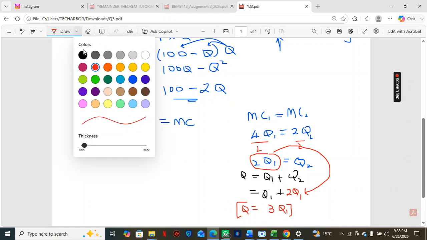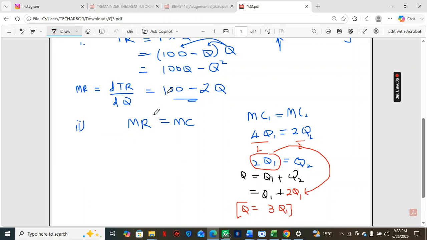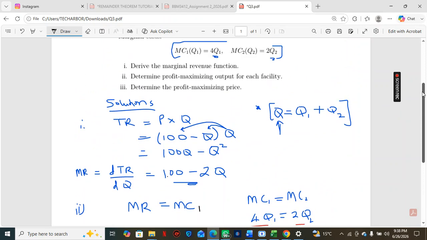Okay, so we come back to our expression here. Marginal revenue equals marginal cost. So we're going to say marginal revenue equals the first marginal cost. We're going to work with this one first, since we've expressed Q in terms of Q1, so we'll work with this MC1 first.